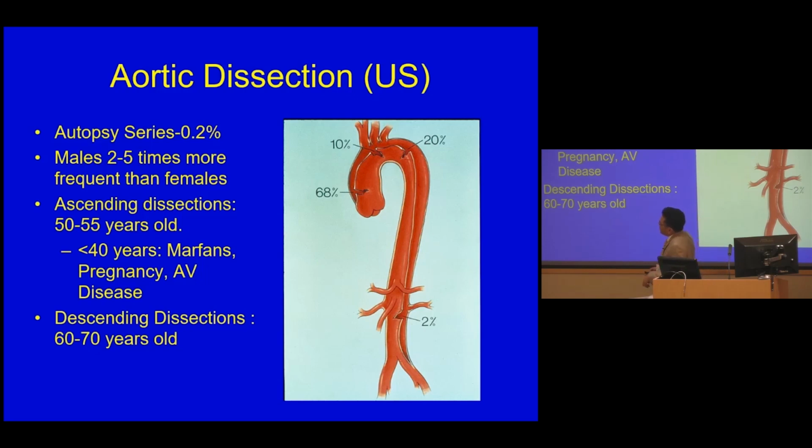Most of the dissections occur at the sinotubular junction, and then thereafter you see them at the level of the brachiocephalic trunk or distal to the left subclavian. Occasionally you'll get some dissections that occur in the infra-abdominal or in the abdominal segment.